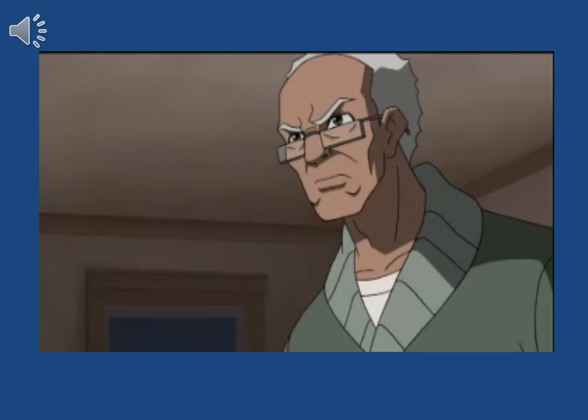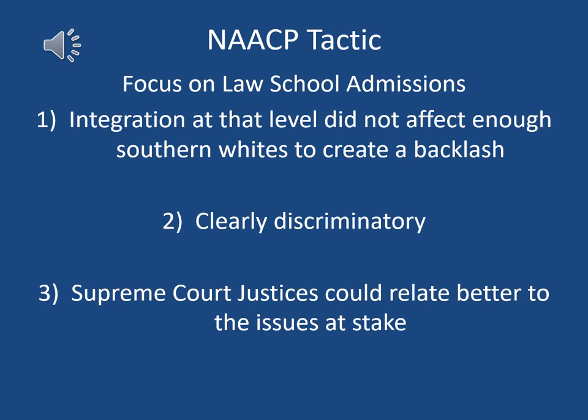Now, the NAACP tactics were threefold. First of all, they focused on law school admissions. Why? Law school admissions were unlikely to create a very big backlash by Southern whites, because it was already an elite institution that only affected a tiny minority of the population. And this tiny minority was also hyper-educated and more likely to respond to legal arguments.